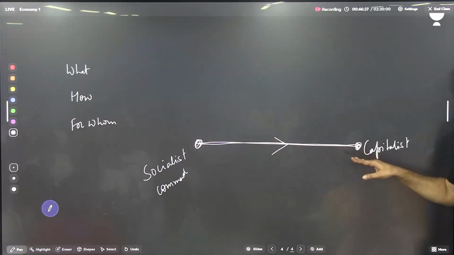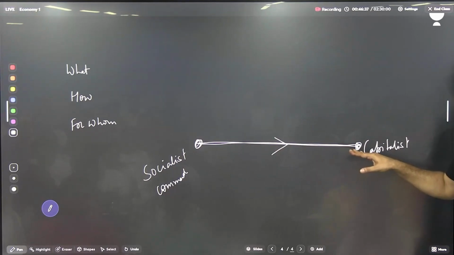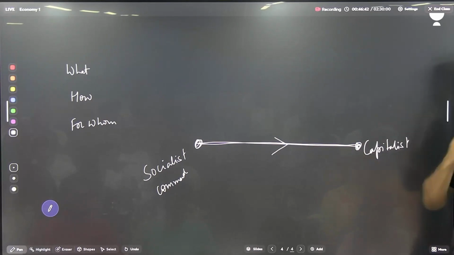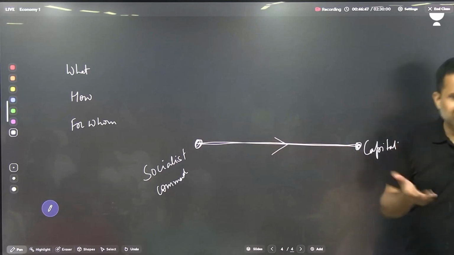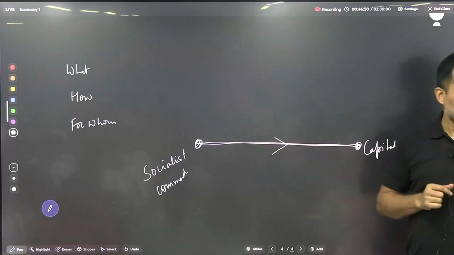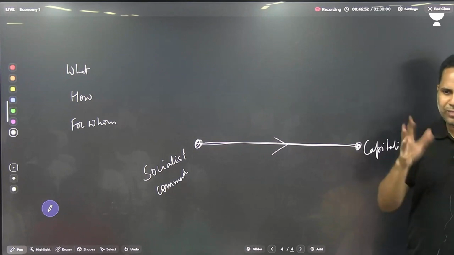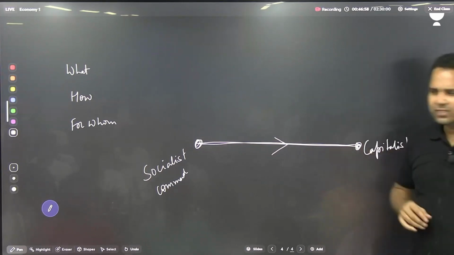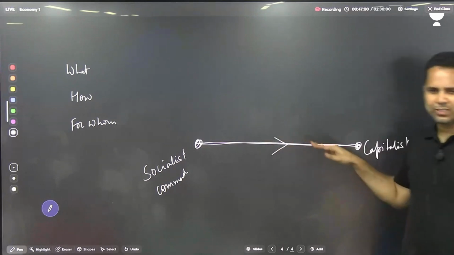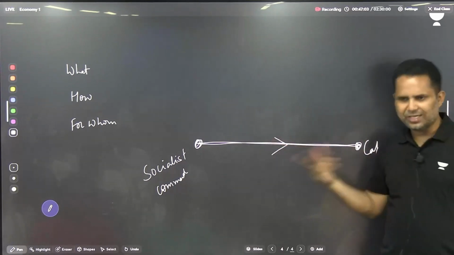Why? So you agree that almost every country started moving in this direction. Even in China, there are more private companies than government companies. Don't think that in China it is all government. There are companies from all over the world, most of the best companies have their offices in China. So almost every country is moving in this direction. Why is India also moving in this direction?